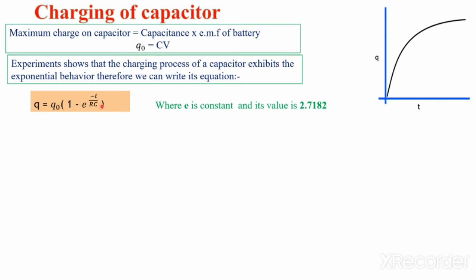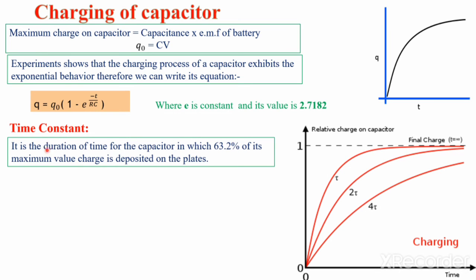Here RC is the time constant. It is the duration of time for the capacitor in which 63.2% of its maximum value of charge is deposited on the plates.